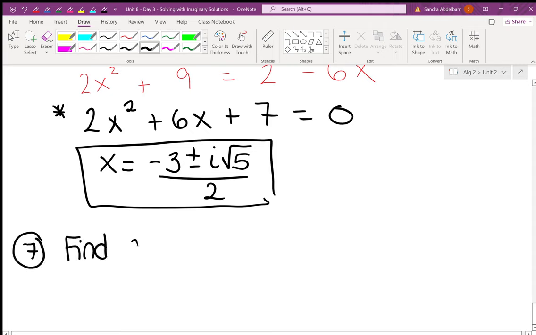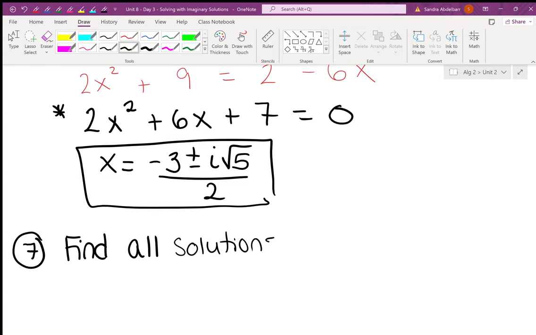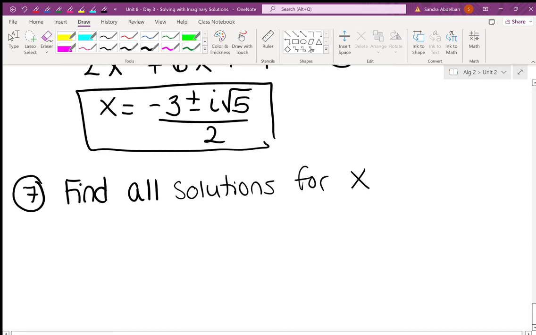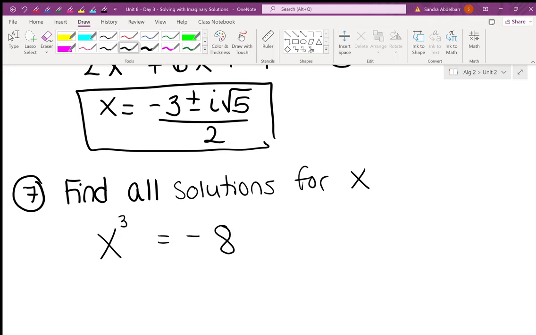Find all solutions for x. Okay, so for number 7, I want to find all solutions for x. So I have x to the third equals negative 8. How do we know how many solutions an equation has? The degree. What's the degree of this? 3. So what does that mean? How many solutions should I have? Aaron?